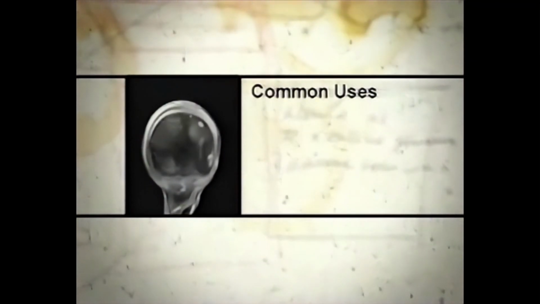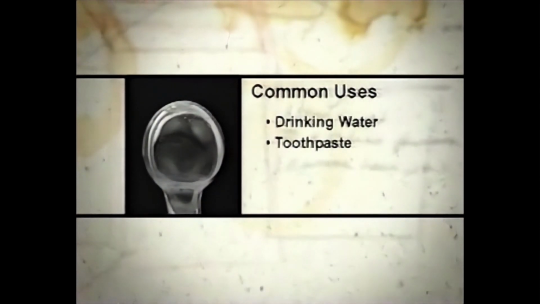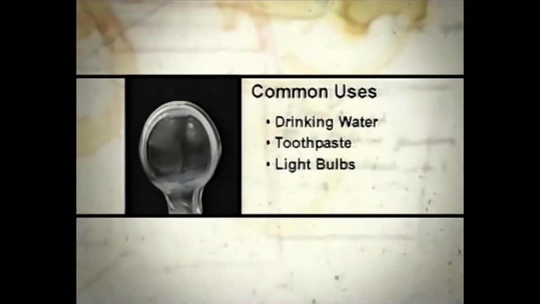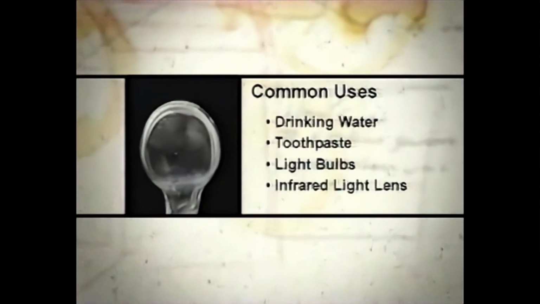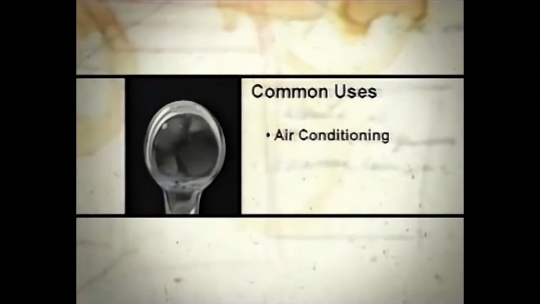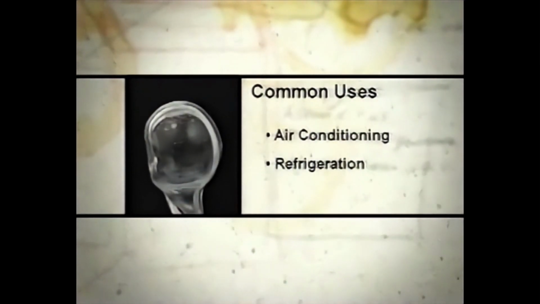Fluorine compounds are added to water supplies and toothpaste to help prevent tooth decay. Other fluorine compounds are used to make light bulbs and lenses for focusing infrared light. Fluorine was also once widely used in air conditioning and refrigeration systems before scientists discovered that it was damaging to the Earth's ozone.